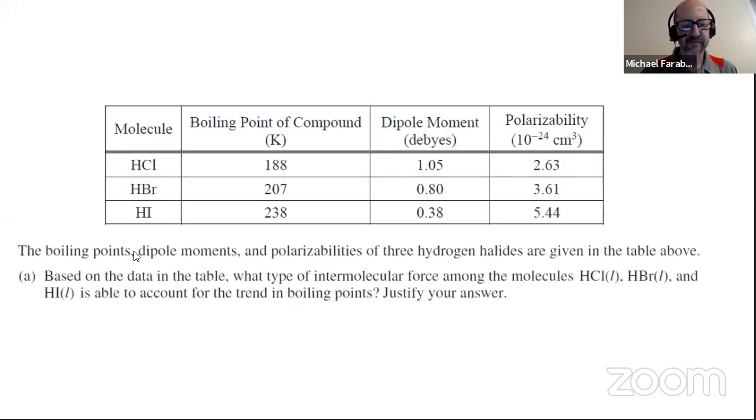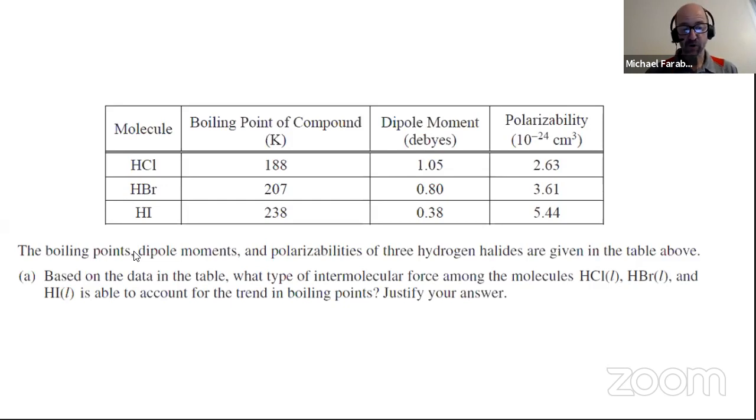The boiling points, dipole moments, and polarizabilities of 3 hydrogen halides are given in the table above. Part A, based on the data in the table, what type of intermolecular force among the molecules HCl, HBr, and HI is able to account for the trend in boiling points? Justify your answer. Now, I'm going to show you an example of a student who understands good chemistry but doesn't read carefully.